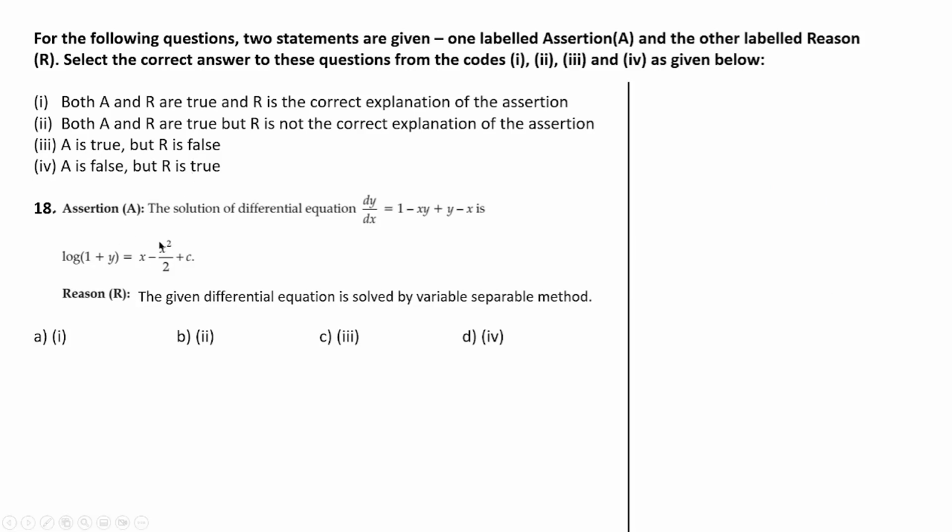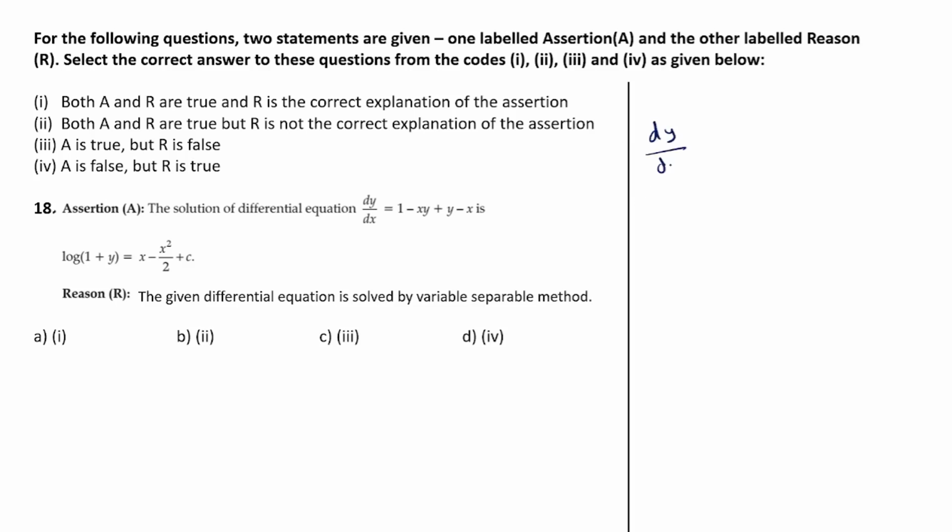Next question. The solution of differential equation dy by dx equal to 1 minus xy plus y minus x is log of 1 plus y equal to x minus x square by 2 plus c. This is the assertion. This we have to check whether the solution is correct or not. The reason is the given differential equation is solved by variable separable method. So here we have to check whether we are able to separate the variables and solve. So let us do this.